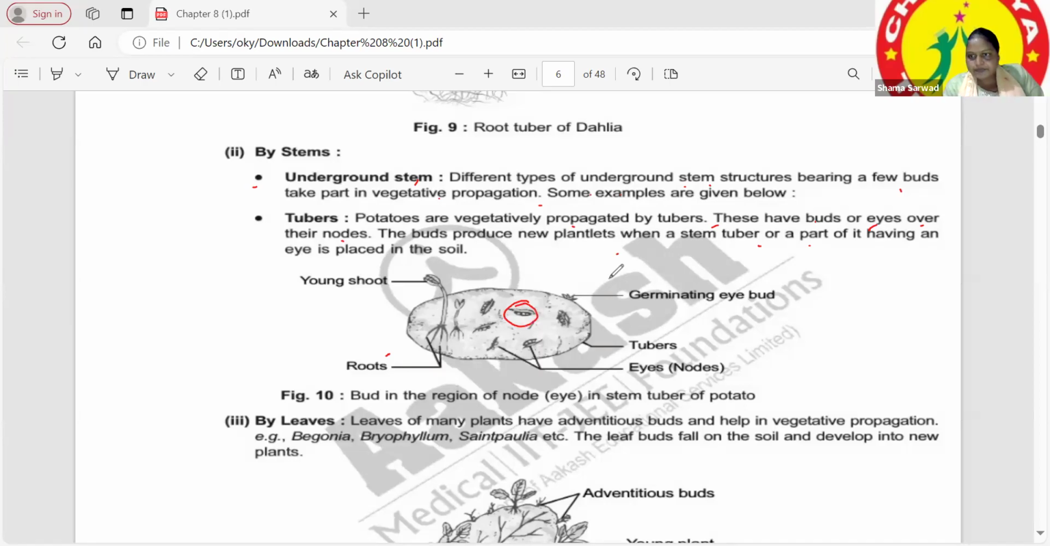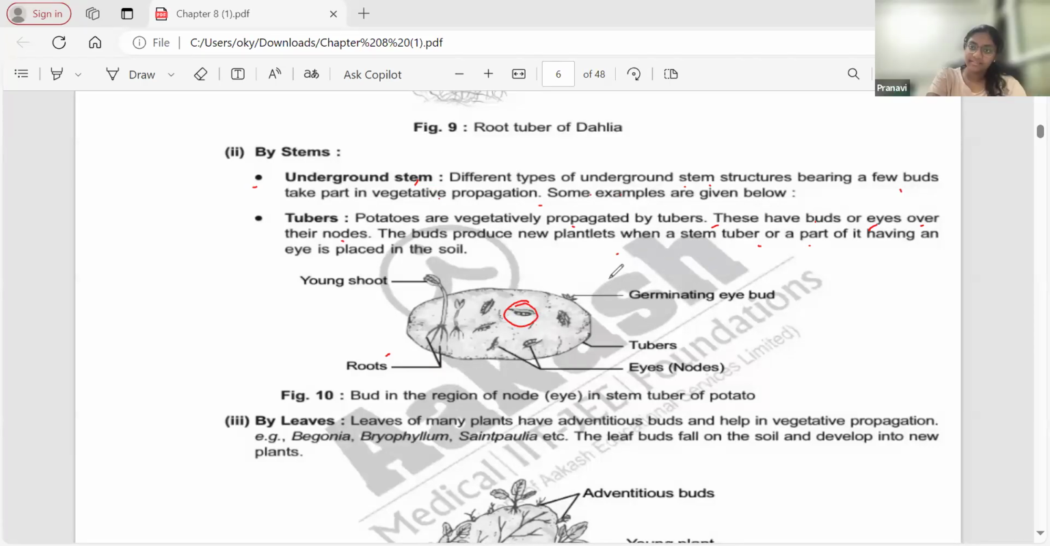But ma'am, how do those eyes or buds even form in the first place? Like, you get a normal potato without any eyes or buds. How do those buds form? Those buds are formed naturally. It's a natural process, beta.